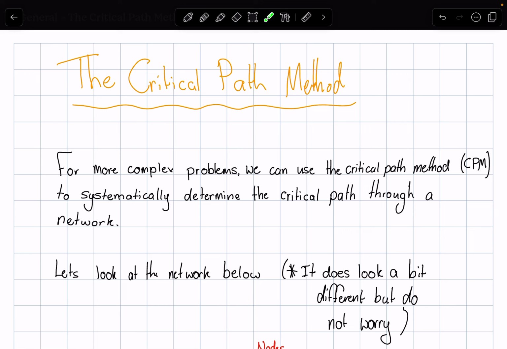We're going to continue on with our precedence networks, however we're going to change it up a little bit and introduce the critical path method. Now this is used for solving more complex problems and finding the critical path through the network.